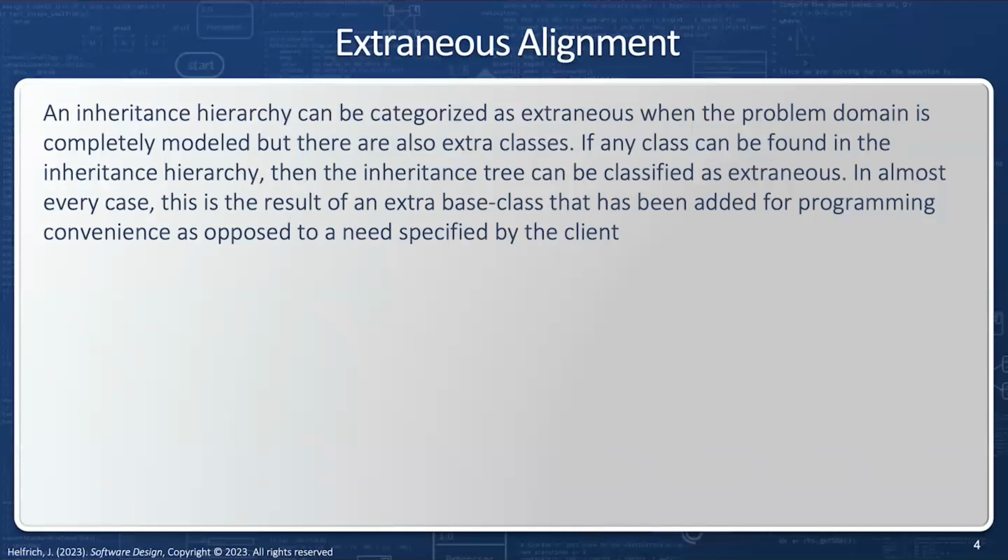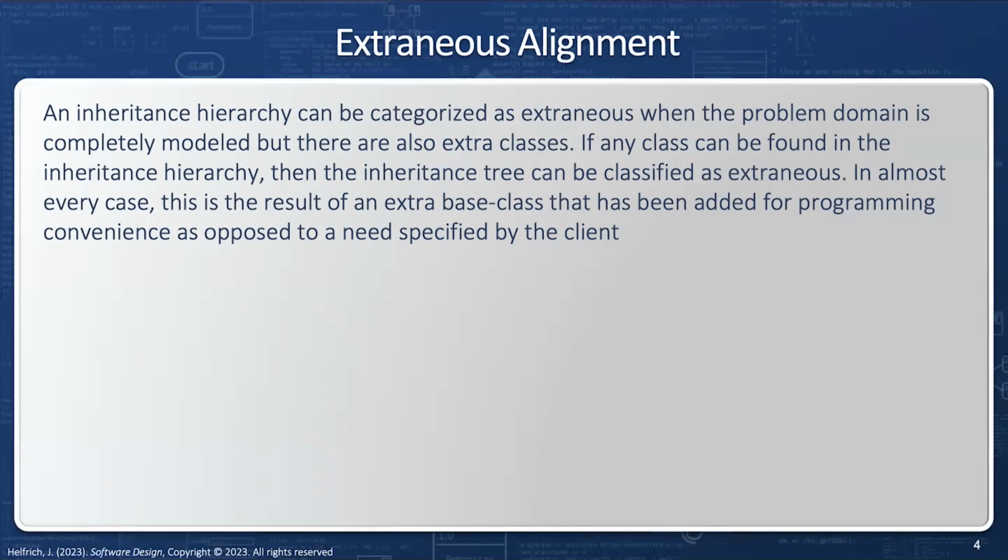Now, extraneous alignment occurs when the problem domain is completely modeled, but there are extra classes. Usually we do this for performance reasons, we do it for adaptability reasons or whatever. There are often good reasons to have extraneous alignment.